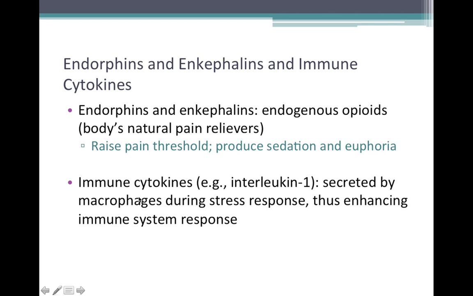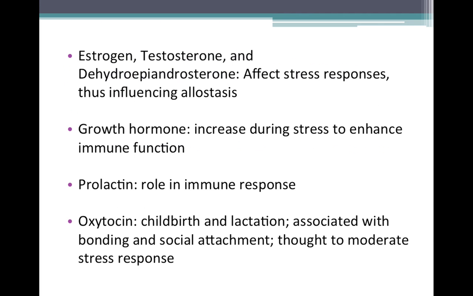But what's important to note though is that there are immune cytokines. So they're released by certain immune cells during the stress response that can enhance your immune system in the short term. However, in the long term, they can depress your immune system.